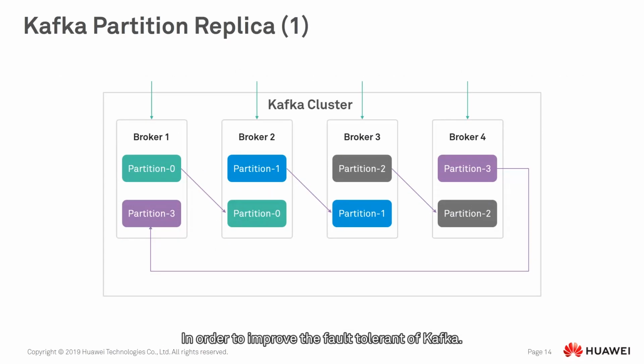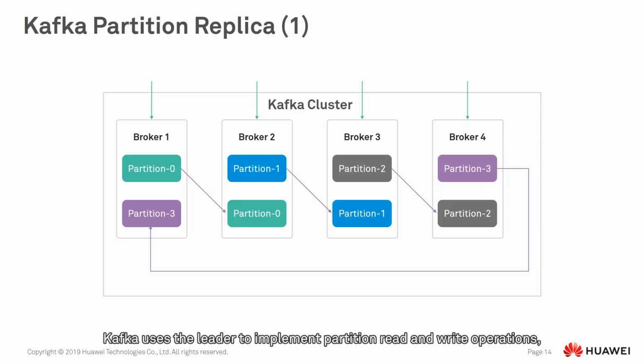In order to improve the fault tolerance of Kafka, it has the partition replication policy, which supports configuring the number of partition replicas by using configuration files. Replicas are nothing but backups of a partition. They are used to prevent data loss. Kafka has master and slave replicas. The master replica is called a leader, and the slave replica is called a follower. The replicas in synchronization are called in-sync replicas, aka ISR.